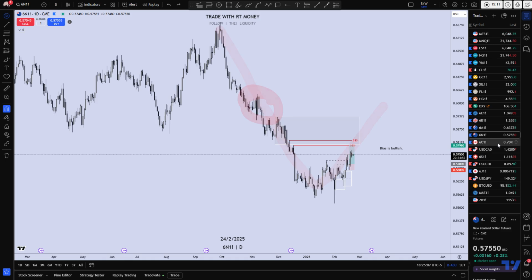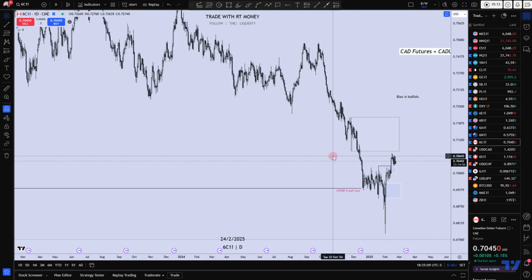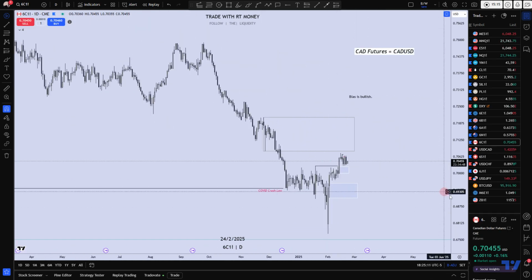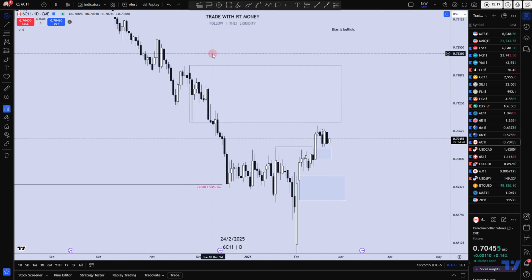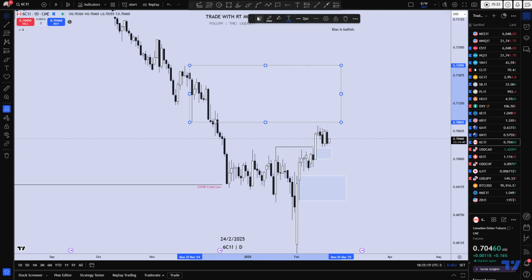Okay. Look at the Canadian dollar. We look at the Canadian dollar, we have a similar situation. There is an area of supply up here, and our market is such.